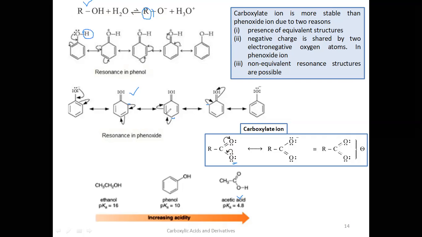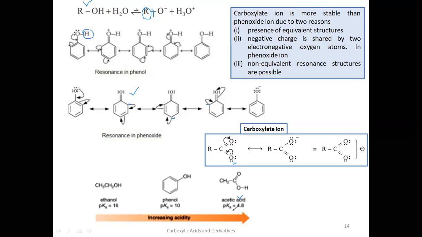Here the negative charge is distributed among the carbons, that is, carbon is less electronegative. Therefore, these are the reasons carboxylic acid gives away a proton very easily, forming this carboxylate ion. So the tendency to lose a proton of carboxylic acid is very high compared to phenols. Therefore, when you compare the acidity of carboxylic acid and phenol, carboxylic acids are very good acids compared to phenol, and phenols are good acids compared to ethanol.